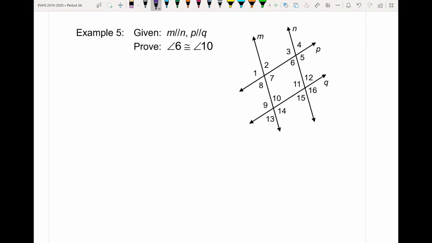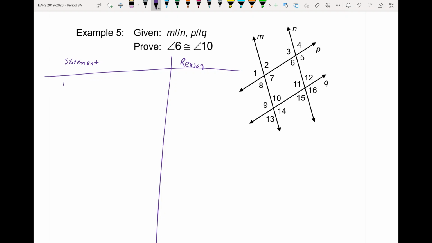All right, let's just get this set up for our proofs here. Statement, reason. Let's go ahead and get our given in there. And something I wasn't doing last unit that I probably should have been, I honestly just forgot. I want to start labeling or numbering our statements and reasons.